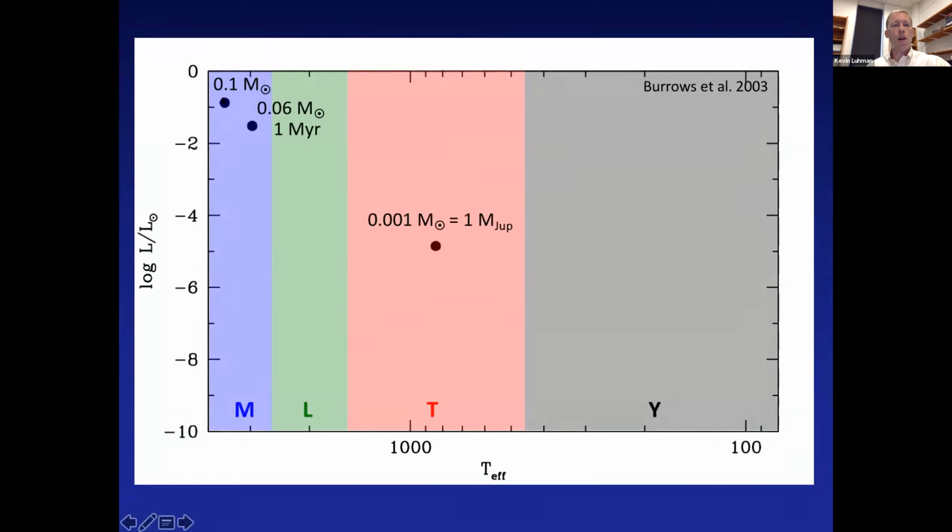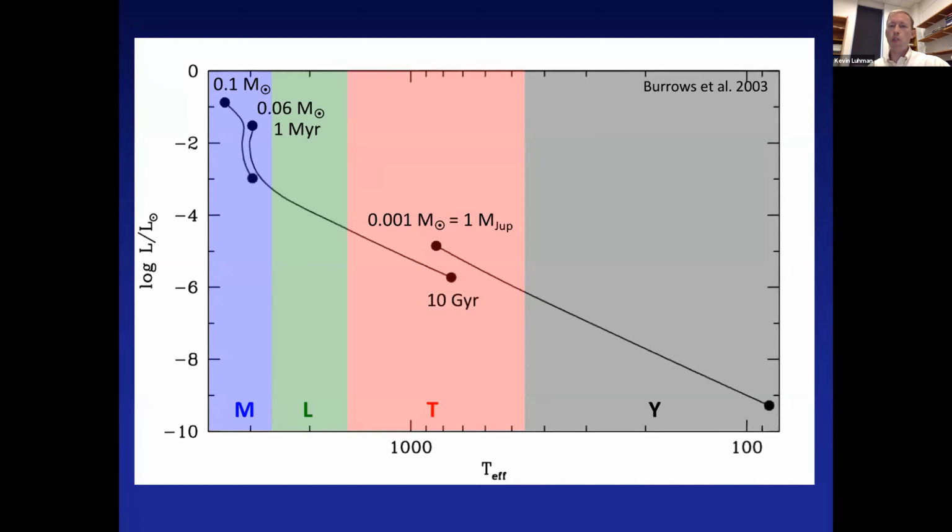These dots are the predicted luminosities and temperatures for a low mass star, a high mass brown dwarf, and a Jupiter mass brown dwarf, all at the age of 1 million years, so soon after birth. And this shows the predicted evolution over time to eventually 10 billion years. The low mass star eventually starts fusing hydrogen, stabilizes its luminosity and temperature, whereas the brown dwarfs, of course, never fuse hydrogen stably and get cooler and fainter forever.